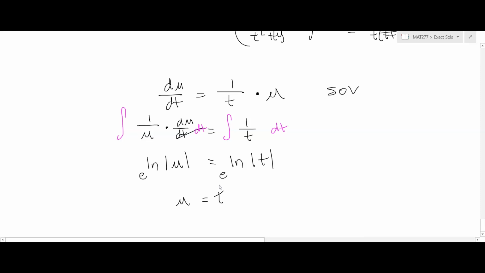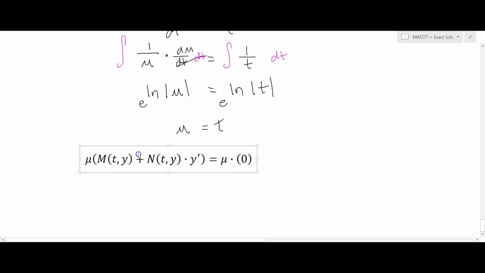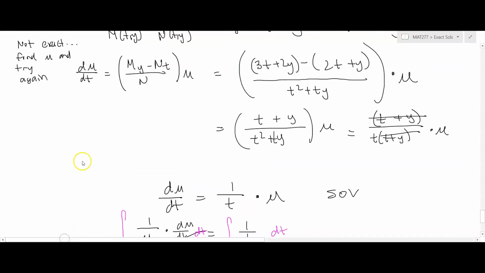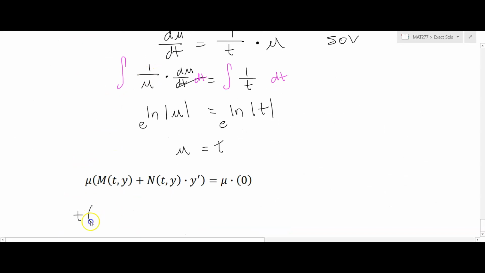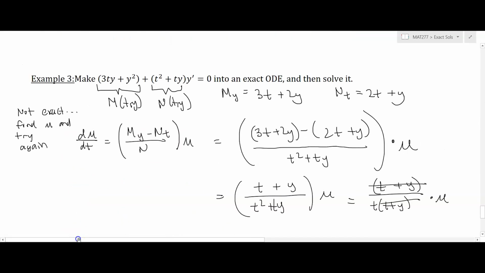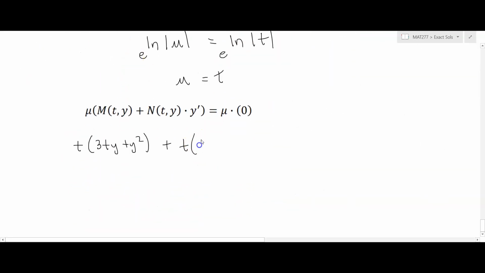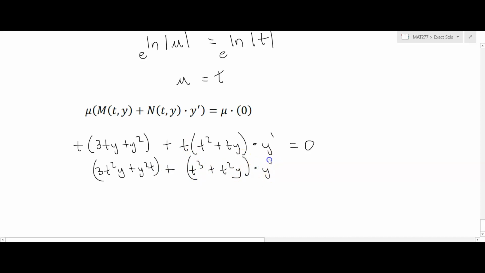So let's go ahead and do that. On both sides of the equation, if we multiply through by t, we'll have t times M, and M, we recall, is 3ty plus y squared, plus mu times N, so mu is t, so t times N, N is t squared plus ty, times y prime, and then equals mu times 0, which is 0. So if you distribute that through, you get 3t squared y plus y squared t, plus t cubed plus t squared y times y prime equals 0.